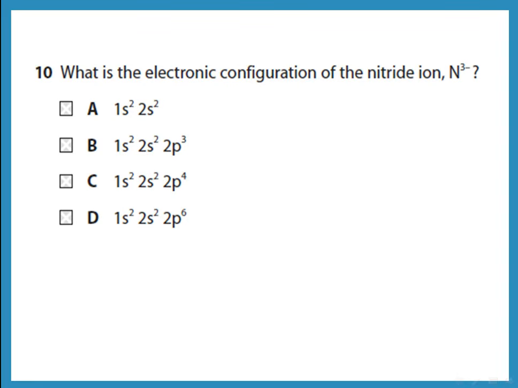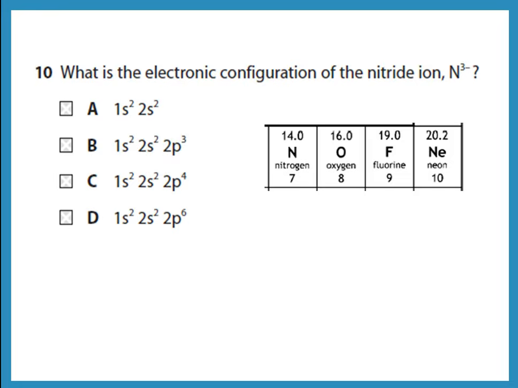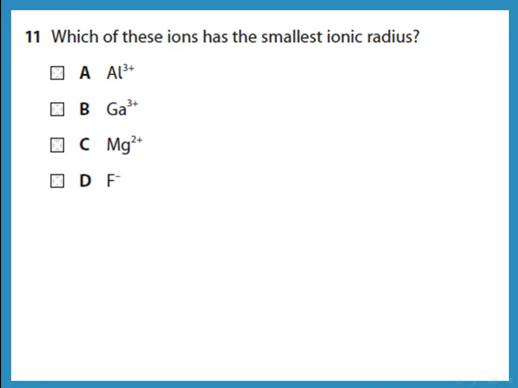Okay, what is the electronic configuration of the nitride ion N3 minus? Well, N3 minus, you should know that N has 7 electrons, so 3 minus means it would have a total of 10. Now, how do we distribute 10 electrons? This is it.